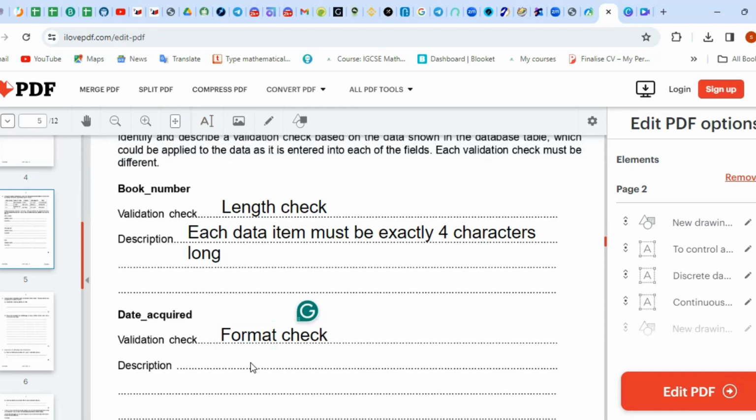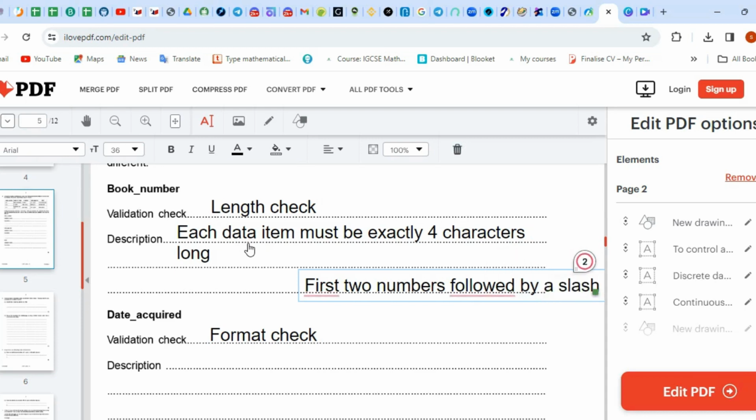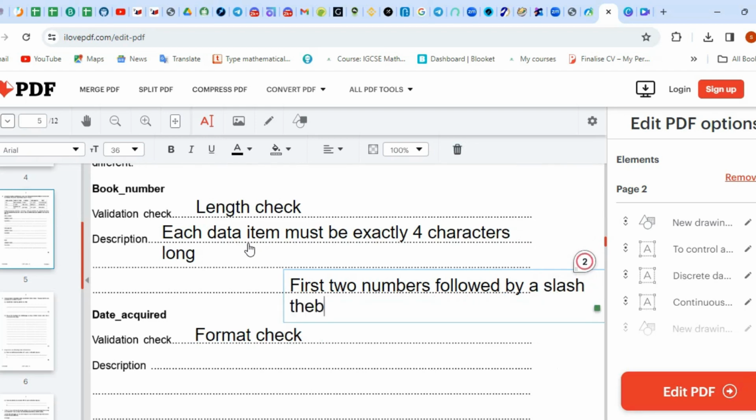First two numbers followed by a slash. Then the next two numbers followed by a slash.